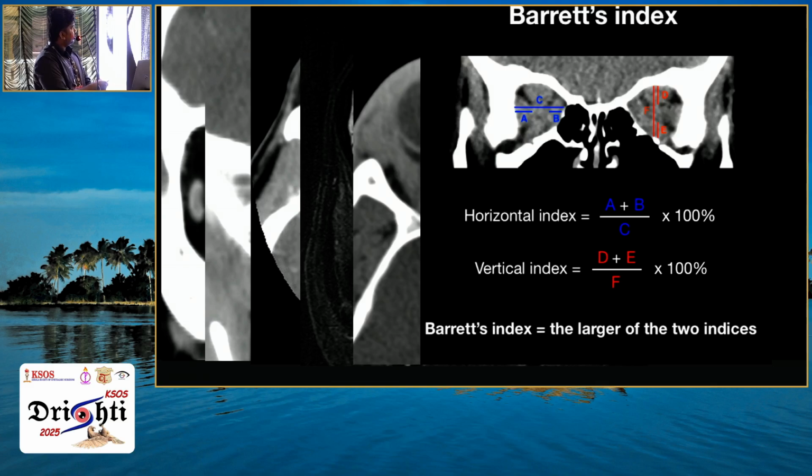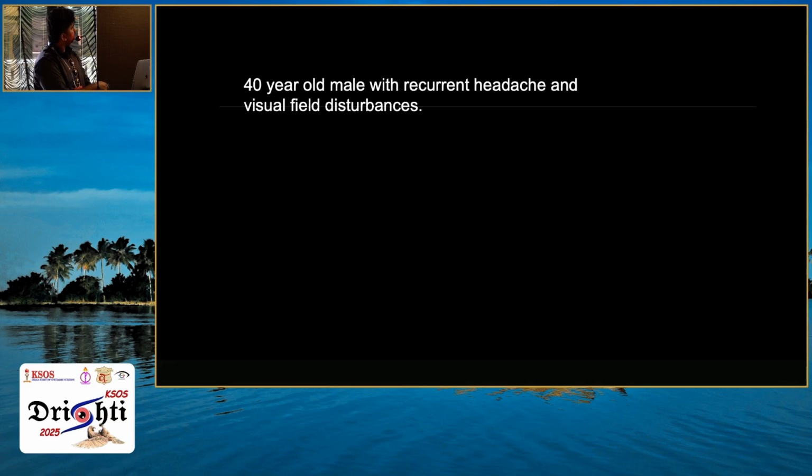And this is Barrett's index, the radiological quantitative index to quantify the compression of the optic nerve, which is used to quantify dysthyroid optic neuropathy or compressive optic neuropathy. Basically, according to this index, if any horizontal or vertical index is more than 60%, then it is most likely compressing the optic nerve. It should cause some symptoms.